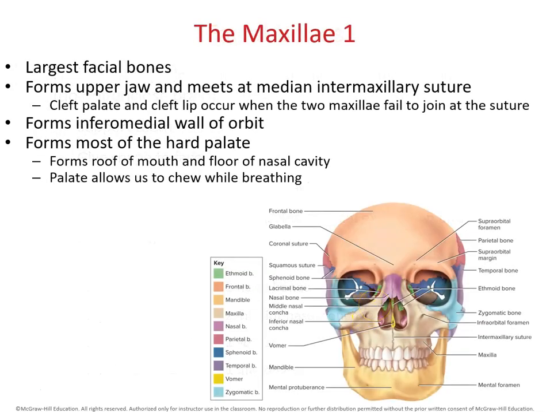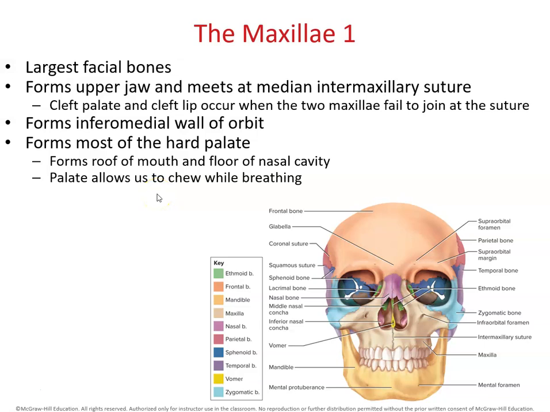So the maxillae, there are two of them. So one is maxilla, two is maxillae. These are these bones right here, kind of the off-white color, and they form the part of your cheeks closest to your nose and your upper lip. What's below your cheeks and your upper lip is your maxilla.